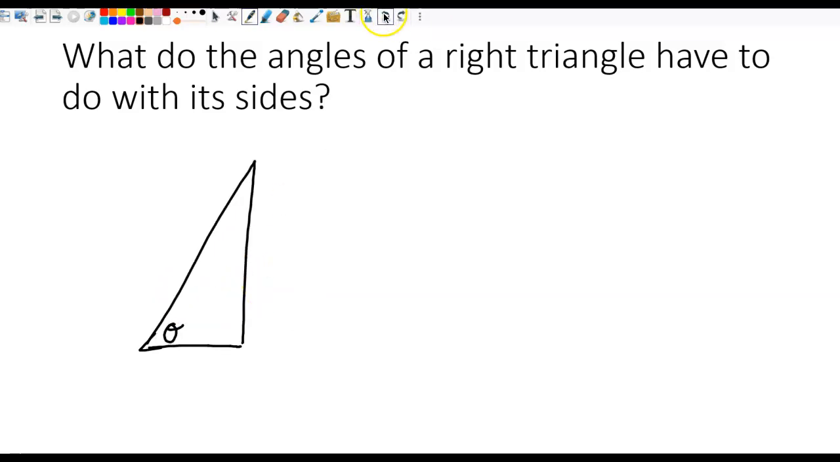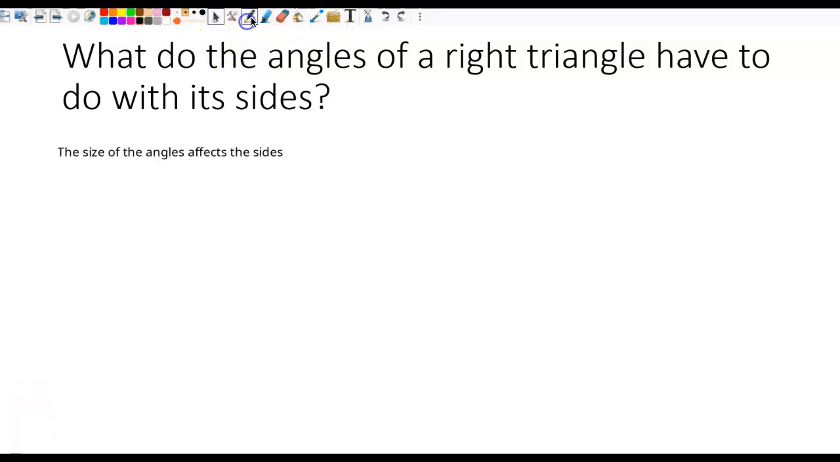Likewise, if I were to, instead of changing that angle, change this one, that would affect the hypotenuse and the opposite side here. So as you guys can see, the size of the angles affects the sides. So that's one thing. What do the angles of a right triangle have to do with its sides? Well, the size of the angles affects the sides. Well, if the size of the angles affects the sides, that would mean that the opposite is true as well.